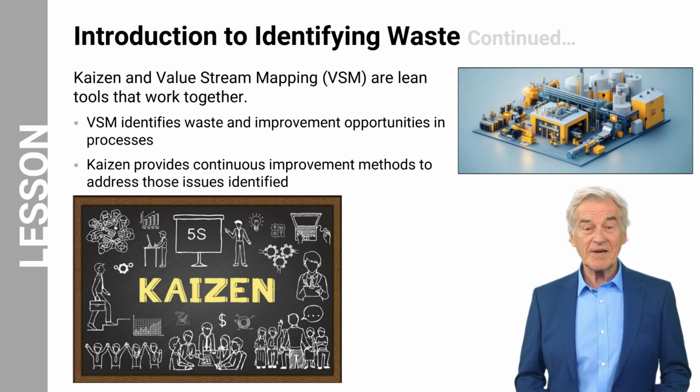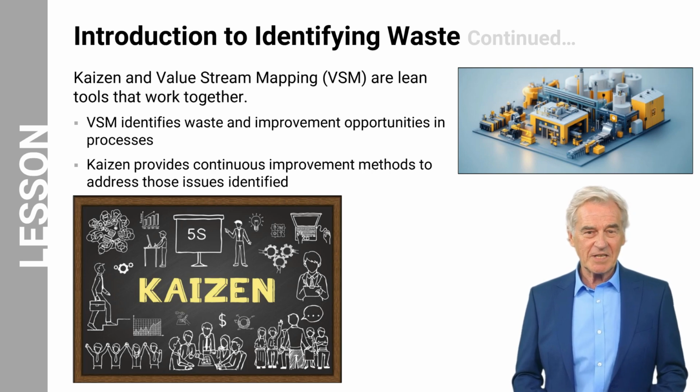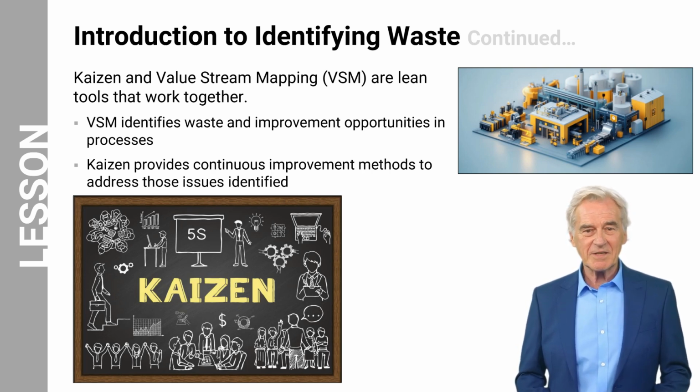Kaizen and value stream mapping, abbreviated as VSM, are complementary lean tools. VSM identifies waste and improvement opportunities in processes, while Kaizen provides a continuous improvement methodology to address those identified issues. VSM is a diagnostic tool that helps identify where Kaizen efforts should focus to eliminate waste most effectively. We will discuss Kaizen and VSM in detail in the upcoming slides.